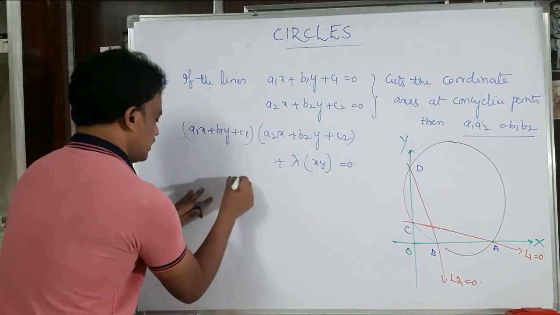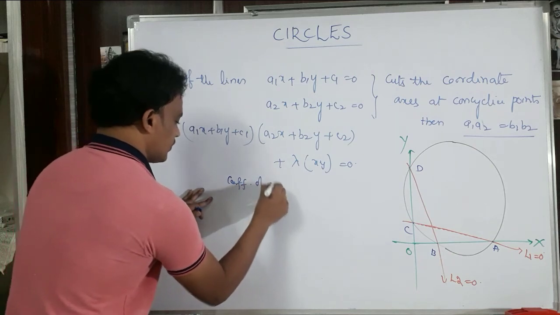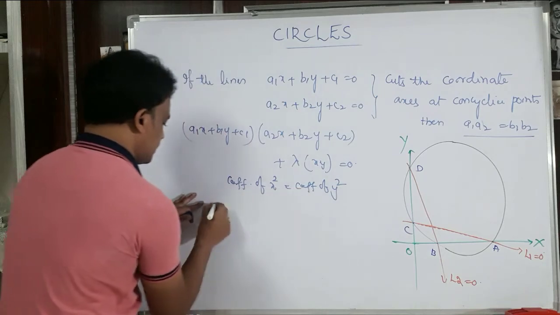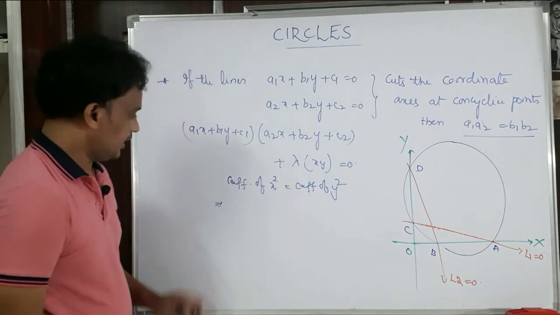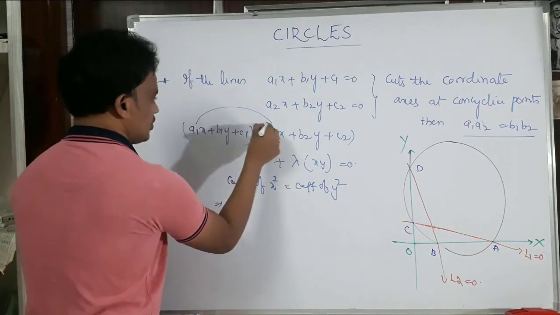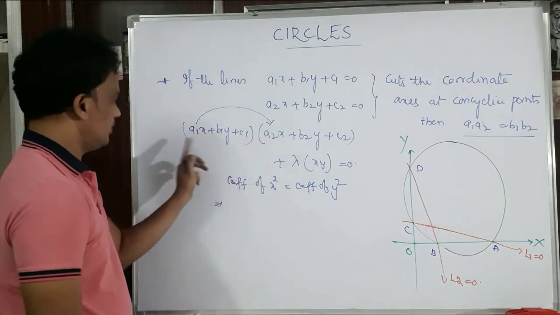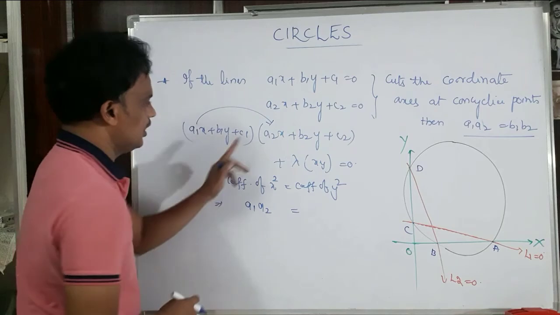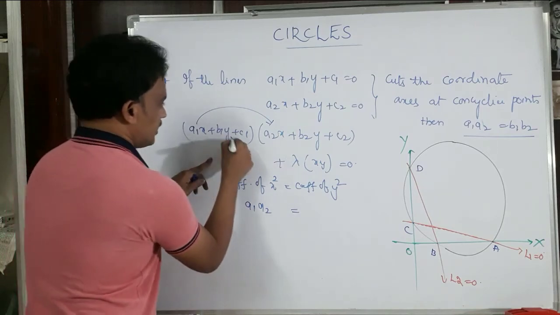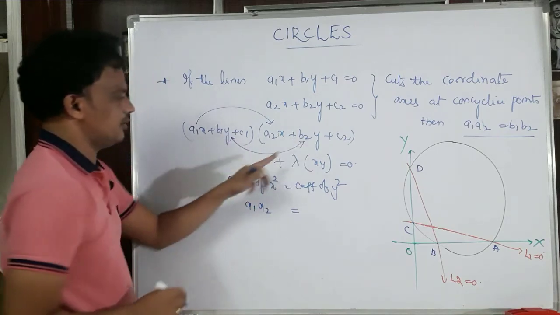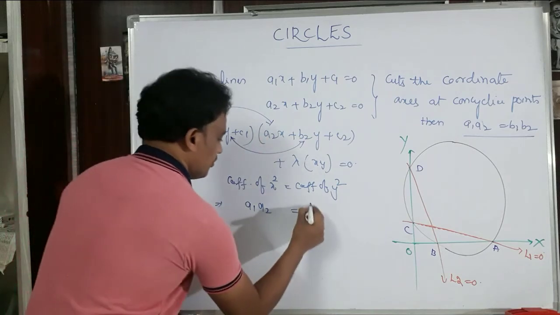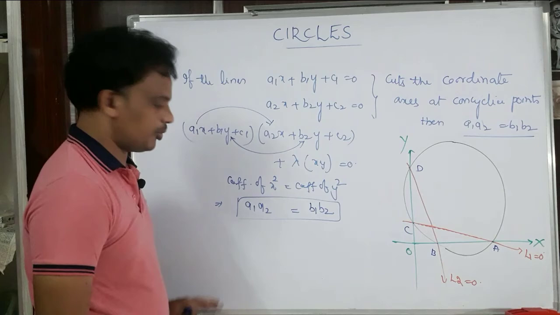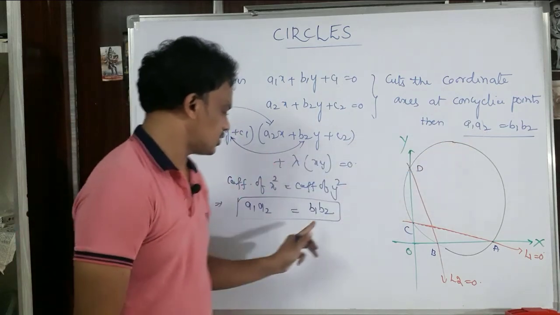Already we know very clearly: the coefficient of x square equals the coefficient of y square. Yes, come on. What is the coefficient of x square? By multiplying these two, you will get the x square term. The coefficient of x square is a1 a2. What is the coefficient of y square? That will be the y square term, and the coefficient is b1 into b2. Yes, that is it. Very important condition: a1 a2 equals b1 b2.